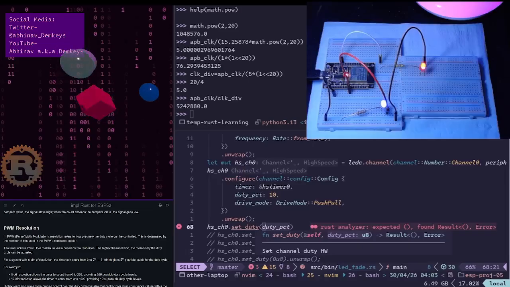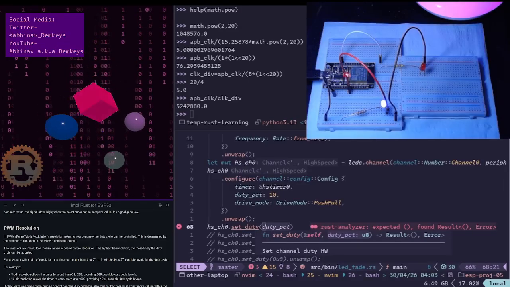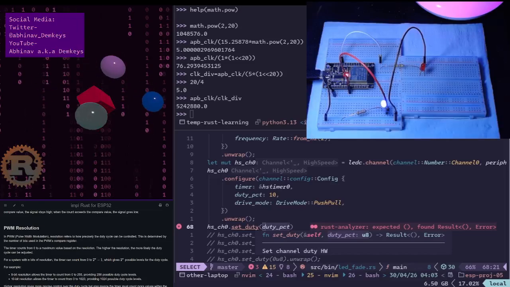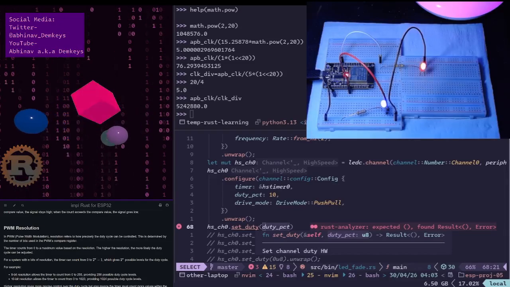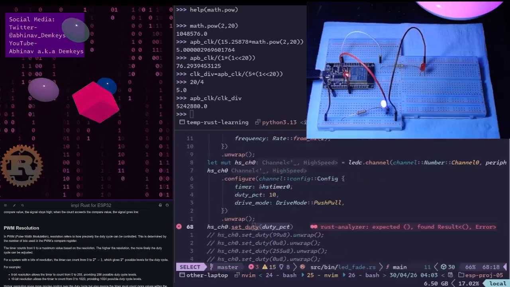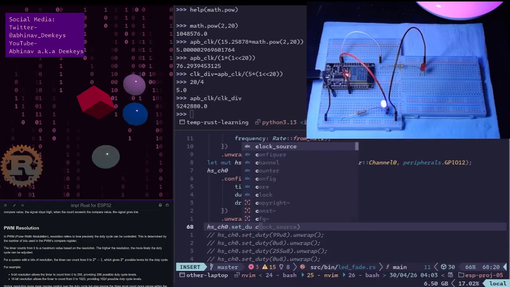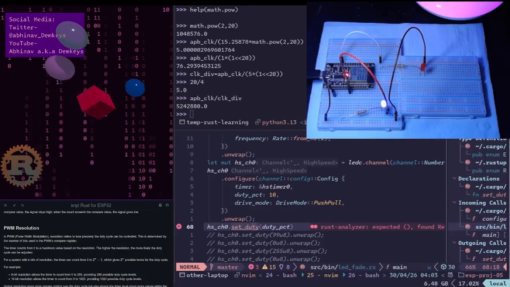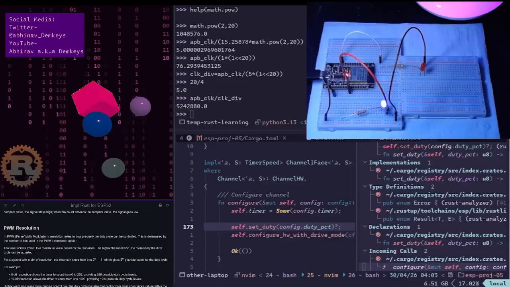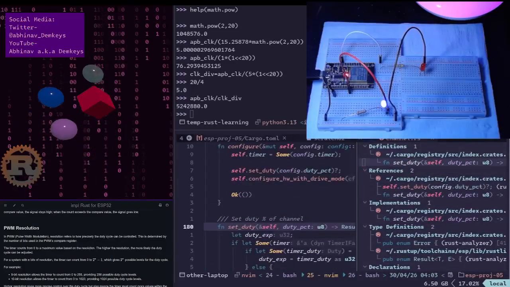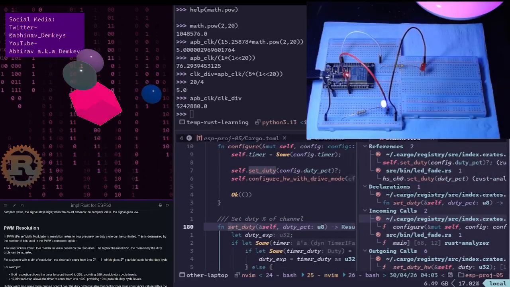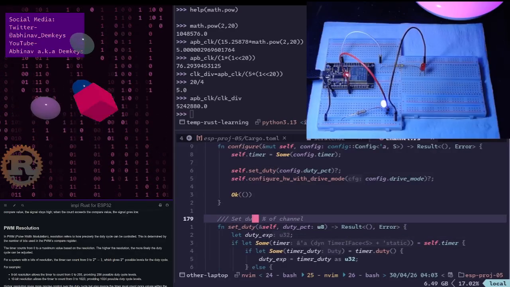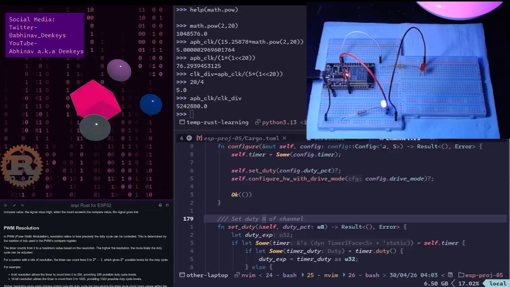So, sorry, I wasn't too sure. Then I looked at the code. Oh, what just happened? There. Then I looked at the code for this. Let's go up to definition. Okay. So this is our definition, and in the comments here, it mentions set duty percentage of the channel. And here's the interesting thing.